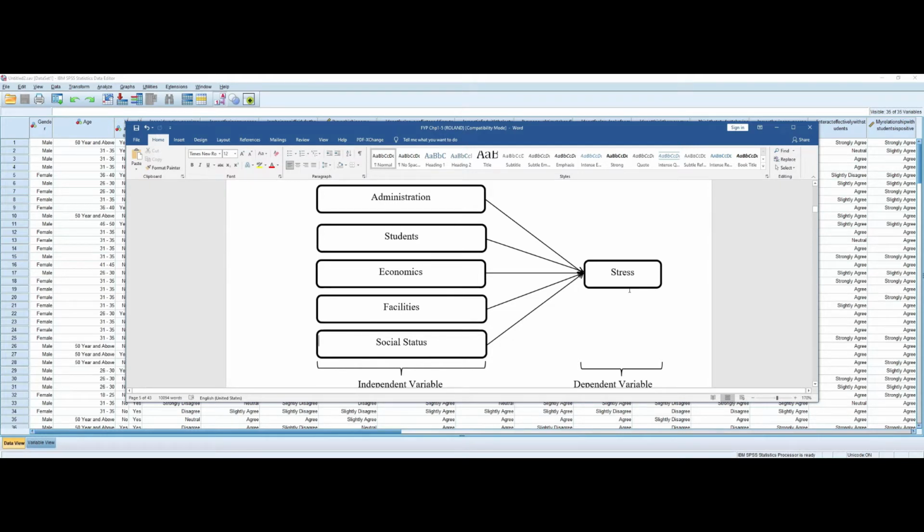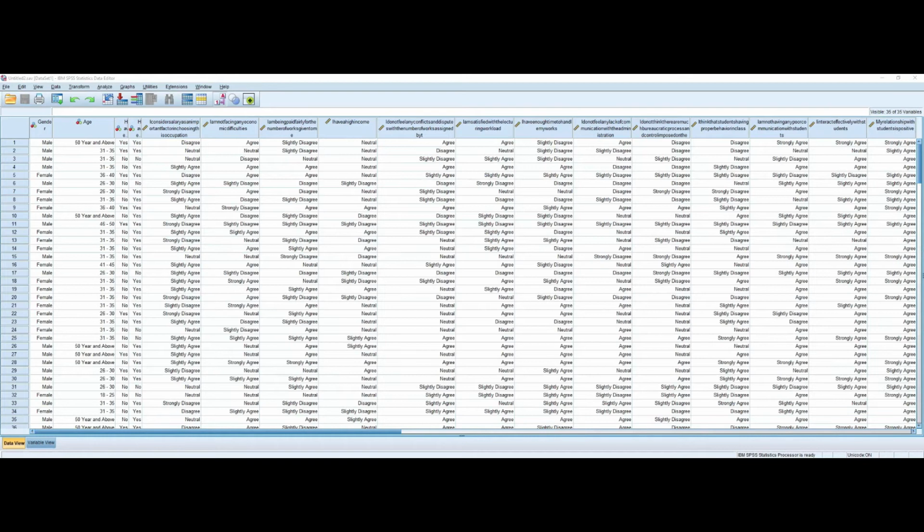For this example of data, the dependent variable is the teachers. So we are going to see in this particular school whether these factors have any relationship with the factors that cause stress among the teachers. But in this video, as I mentioned, I'm just going to explain the descriptive analysis, which covers mean analysis and standard deviation analysis. So this is my data.